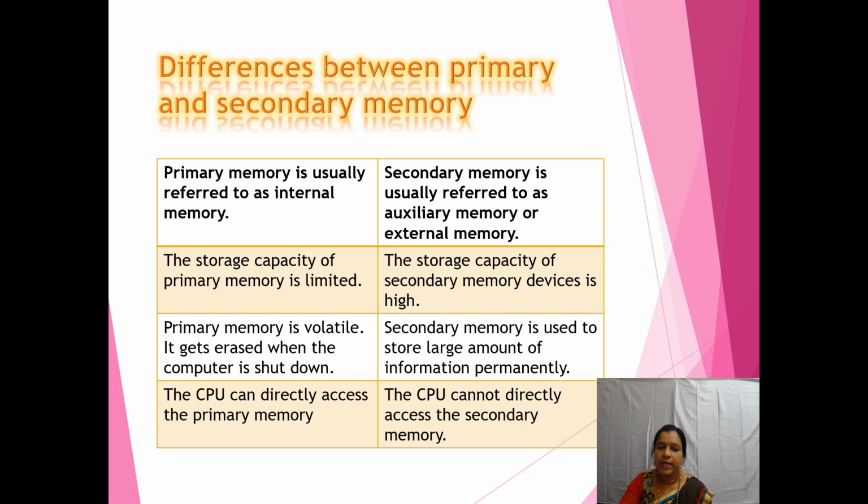Then primary memory is volatile. It gets erased when the computer is shut down. So whatever data you have not saved will be removed. Then secondary memory is used to store large amounts of information permanently. If you save your file, you can view it anytime. The CPU can directly access the primary memory. The CPU cannot directly access the secondary memory. This is the difference between the primary and secondary memory, children.